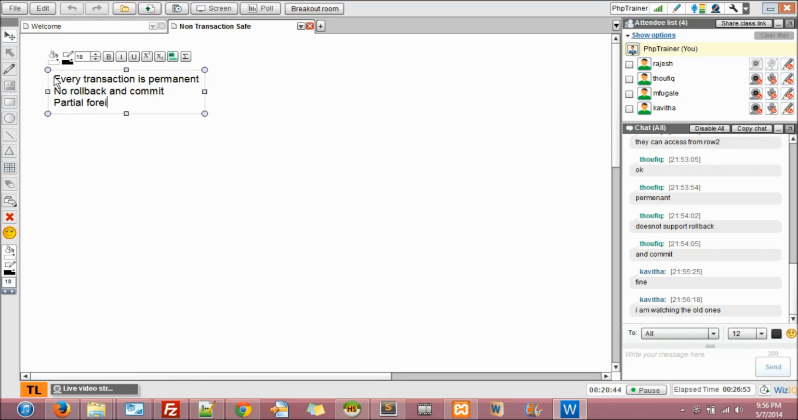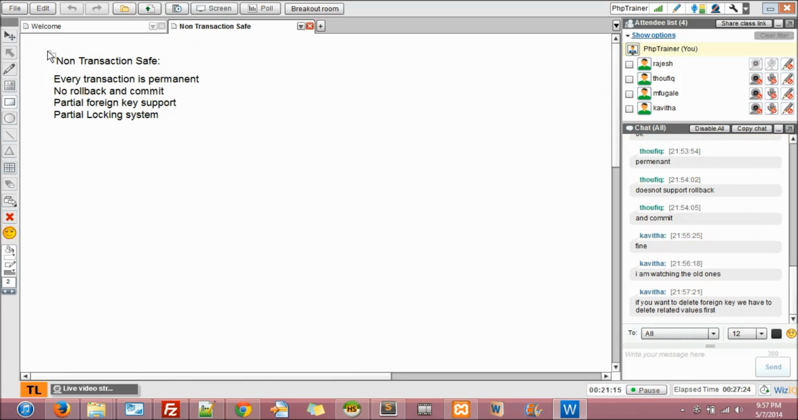So anybody knows foreign keys here? Yeah, Fugale or Rajesh, you know foreign keys? Partial locking system. Alright, partial locking system. So this is non-transaction safe. Okay, so the next question will be, hey, you're talking about foreign key, now let me just explain to me about foreign key.